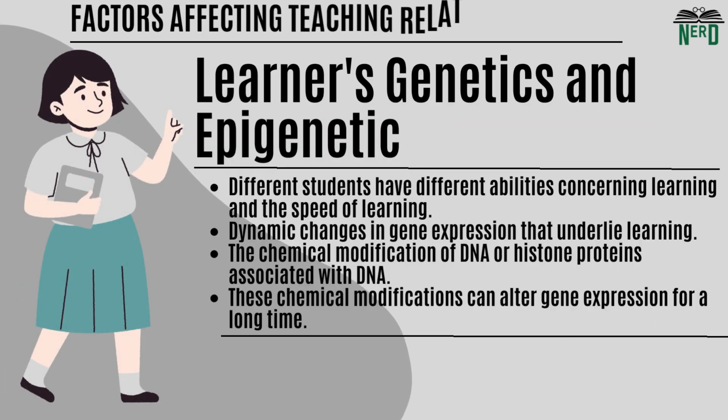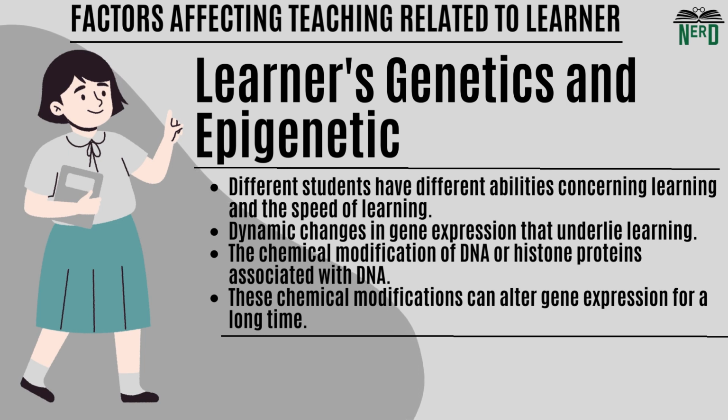The first and most important factor is the learner's genetics and epigenetics. Some aspects of intelligence are inherited genetically, so different students have different abilities concerning learning and speed of learning. In brain neurons, epigenetic mechanisms appear responsible for introducing dynamic changes in gene expression that underlie learning. The epigenetic regulation of gene expression involves several mechanisms, the most notable of which is the chemical modification of DNA or histone proteins associated with DNA. These chemical modifications can alter gene expression for a long time.